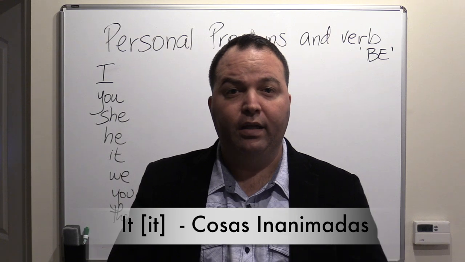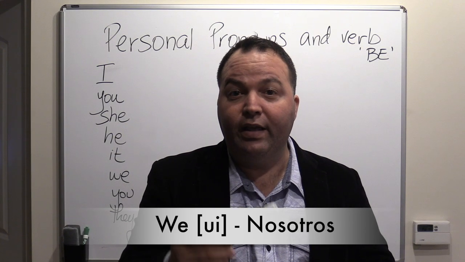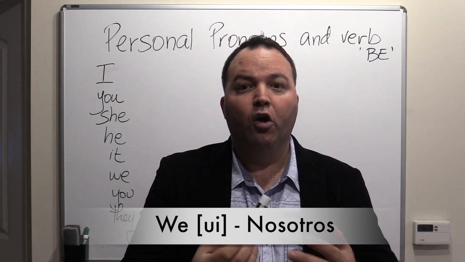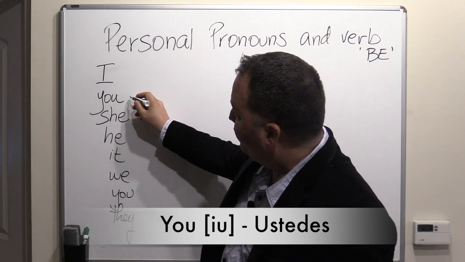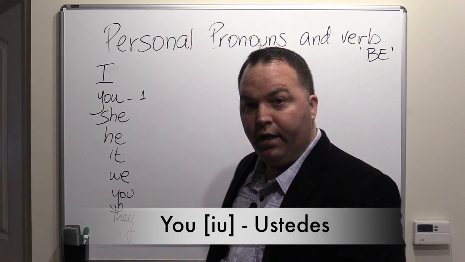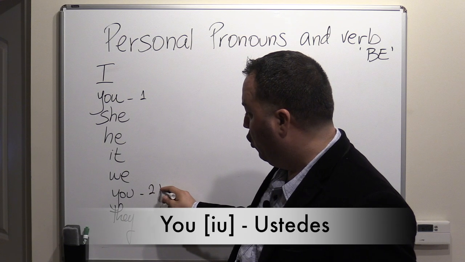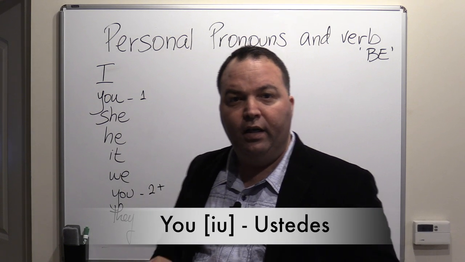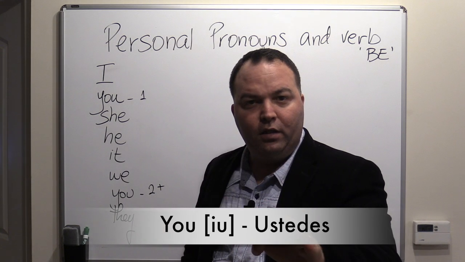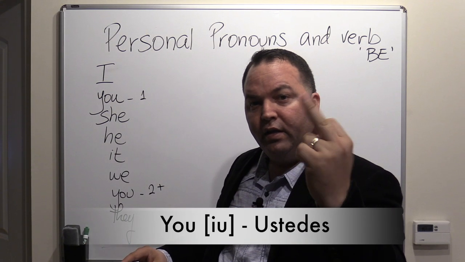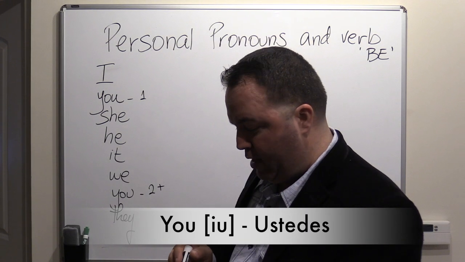It's it. Okay? It. We is you and me. We is usted y yo. Nosotros. We. Okay? You. This you is only one. This you is two or more. Dos o más. En otras palabras, esto es para usted y esto es ustedes. You. One person, singular, and two is two people or more, okay?